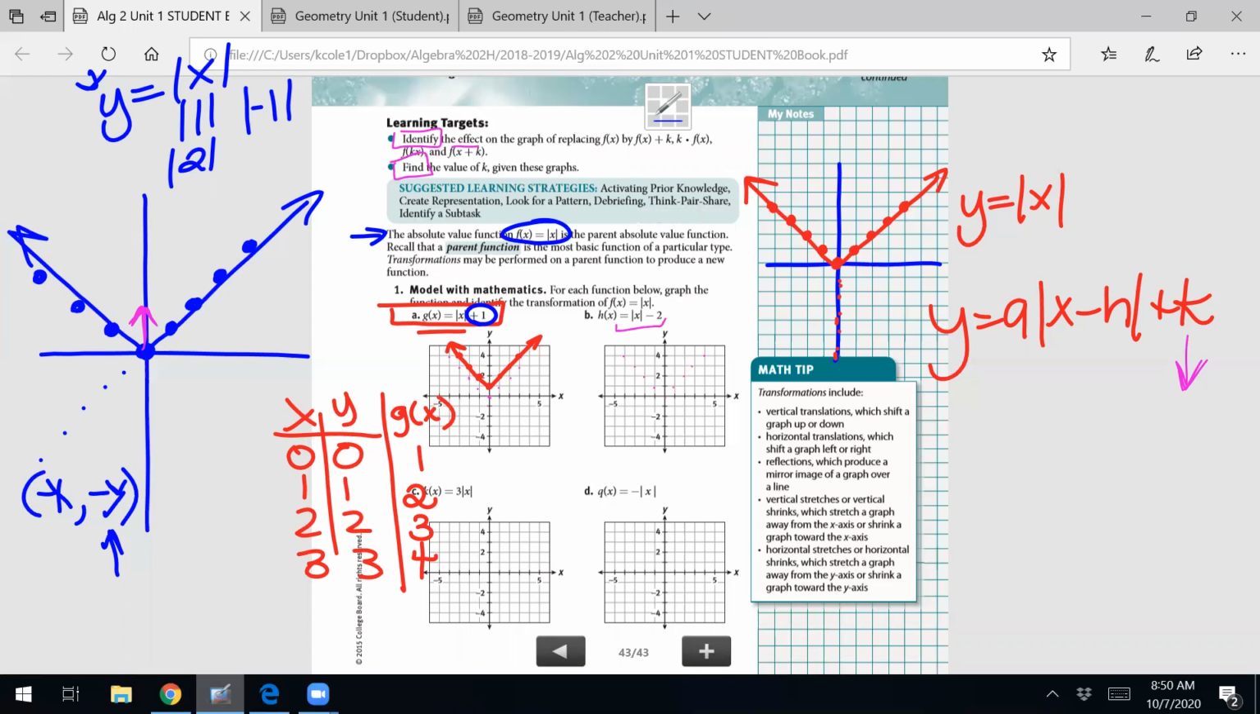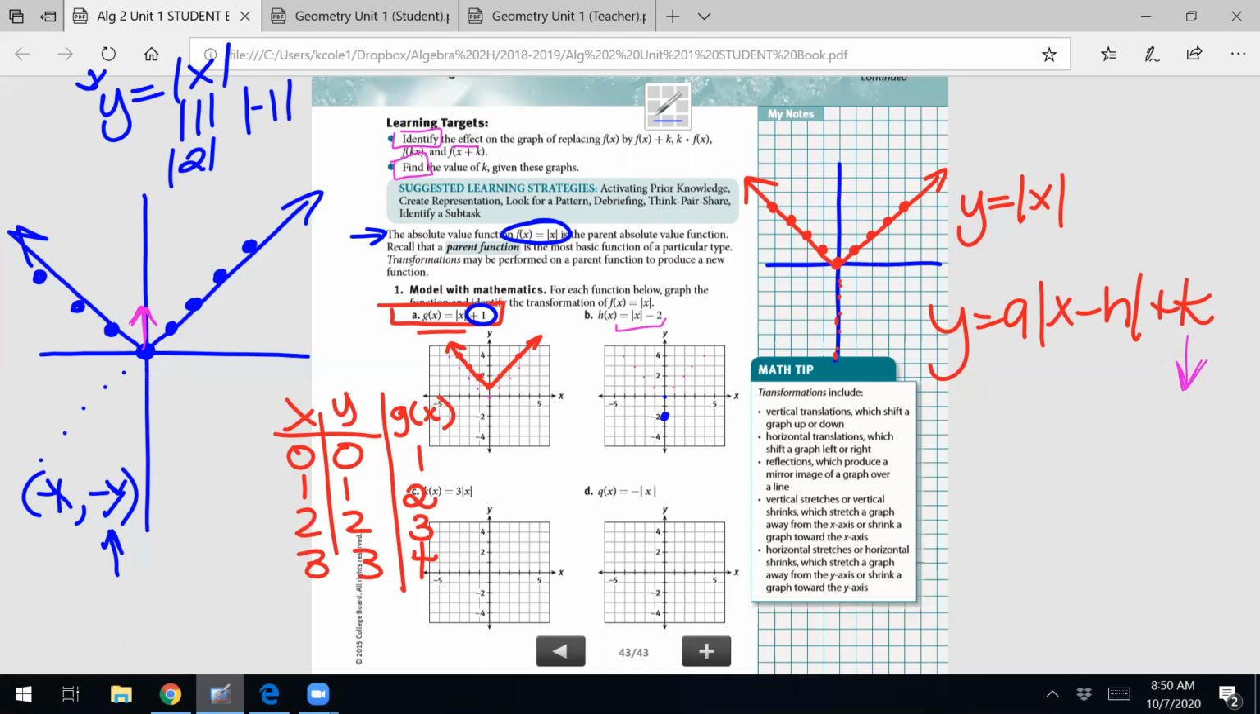Up 1, right? Whole graph, up 1. +1, the whole graph went up 1. Not hard. Whole graph, up 1, +1. What's going to happen when we do -2? Down 2. That's it. Okay. So instead of it being at the origin right here, we're going down 2. That's it.